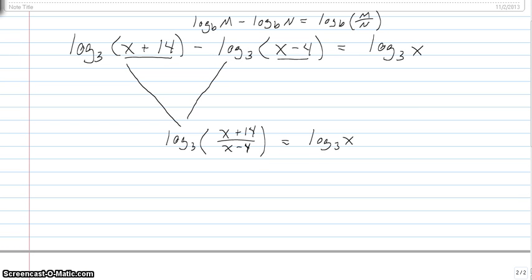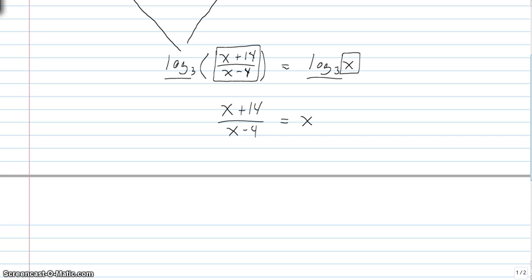Now, since we have a log with the same base on both sides of the equation, what that means is the expression inside of the logarithm must be equivalent. Right? If we already know that the log on each side of the equal sign is the same, then in order for that equivalency to hold, x plus 14 over x minus 4 must be equivalent to x. So we kind of just forget about the log base 3, and now we have an equation all in terms of x.